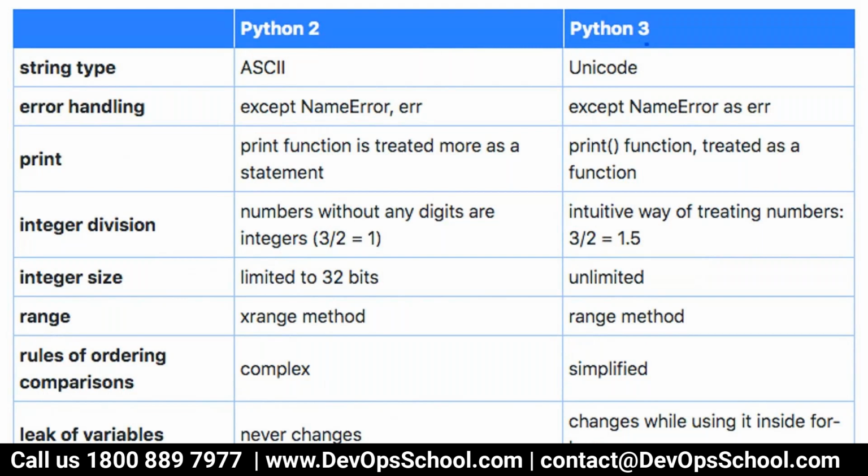There were some issues with Python 2 by design itself. So leak of variables never changes, and here in Python 3 it changes while using it inside a for loop. You can say leak of variables means scope of variables. That will be easier to understand. In Python 2 it was not changing inside the loop, but in Python 3 you can do that inside the for loop.